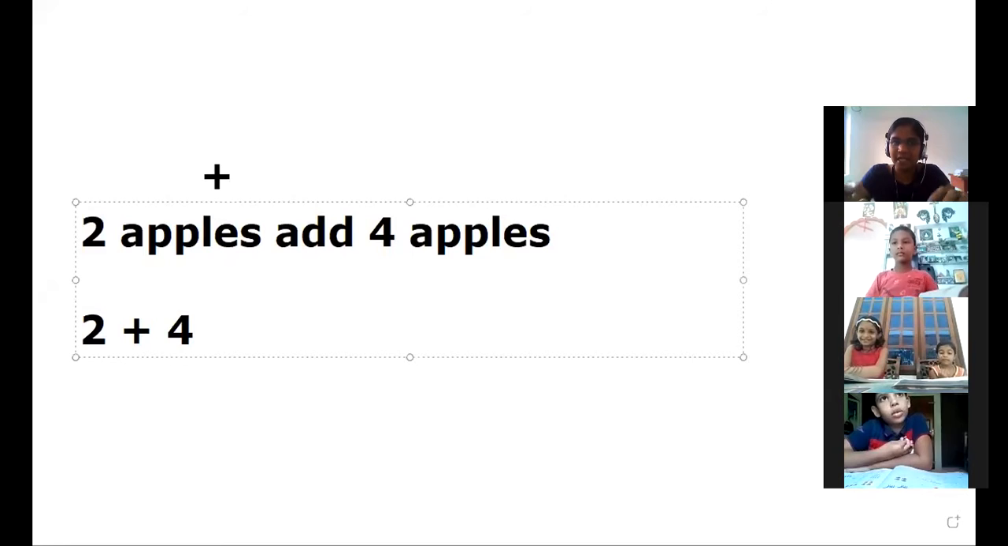Like that, here we have to add 2 apples, a group of 2 apples and a group of 4 apples. How can we write that? We did not mention the name of the object.